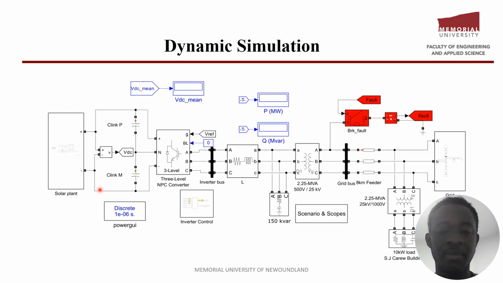We have our PV farm here. The PV farm has two PV arrays, and each array is connected to an MPPT controller. The output of the MPPT controller is connected to this 3-level NPC inverter. The inverter is being controlled by this block here, the inverter controller. We have a step-up transformer which steps up the output of the inverter to 25 kilovolts. And we have a transmission line here, an 8-kilometer feeder, and the feeder is connected to the grid. We also have a step-down transformer which steps down the voltage from 25 kilovolts to feed our load. The load here is the MUN Engineering Building and is rated about 10 kilowatts.